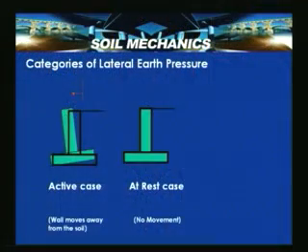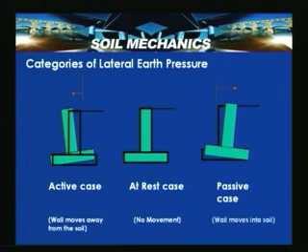Now, to summarize the categories of lateral earth pressures: the first condition is the at rest case, that is the no movement condition, the zero strain condition, which gives K naught equal to sigma H naught by sigma V. Another case which we have discussed is the active case, where the wall moves away from the soil. In this case, the wall moves towards the soil, that means the wall moves into the soil, which is nothing but a passive state.